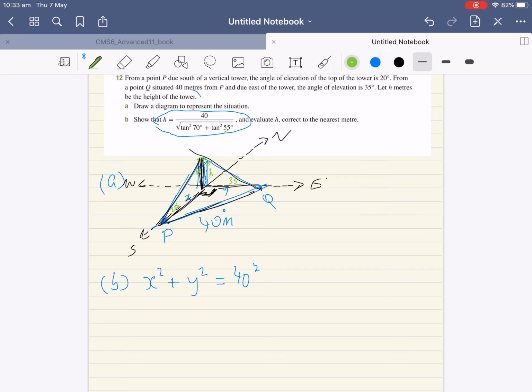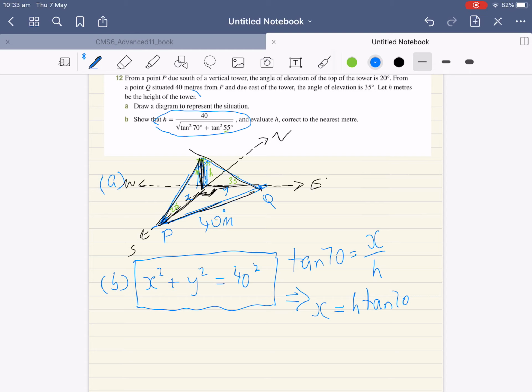All right, so using this triangle that involves P and the tower, and the 70 degrees, we have opposite and adjacent, so that's going to be tan. So tan 70 is equal to opposite over adjacent. And getting x by itself, because we don't actually know what x is, let's rearrange this equation here. X will be equal to h tan 70.